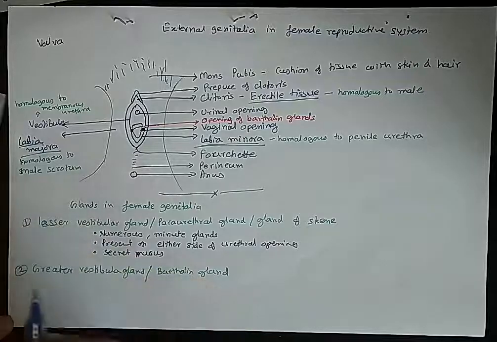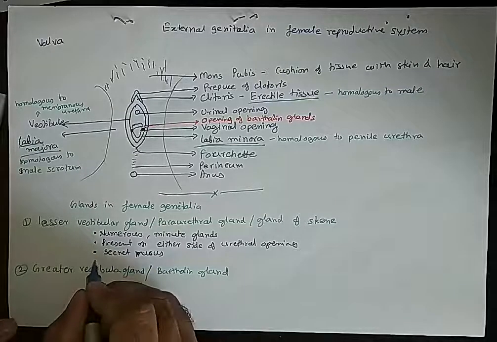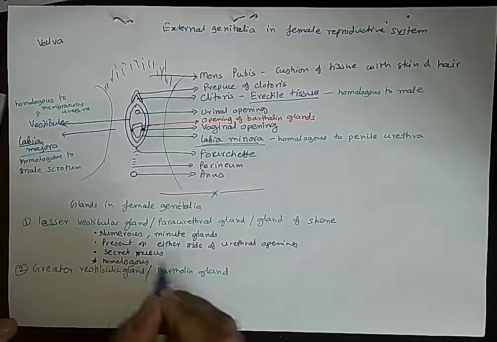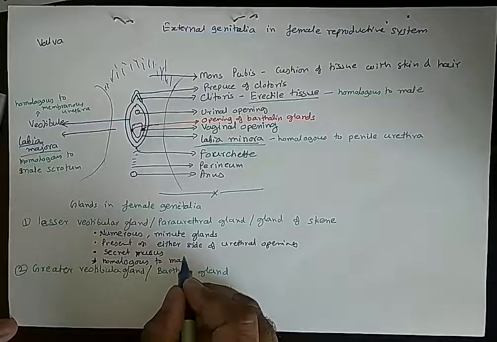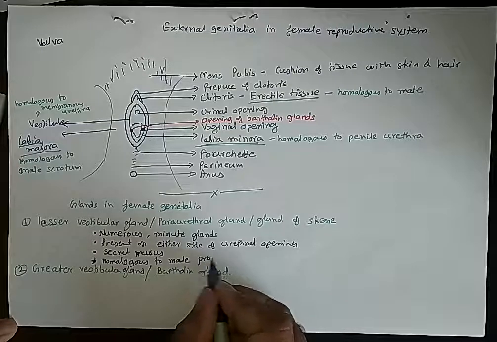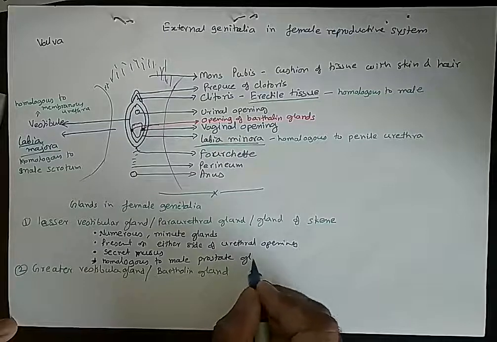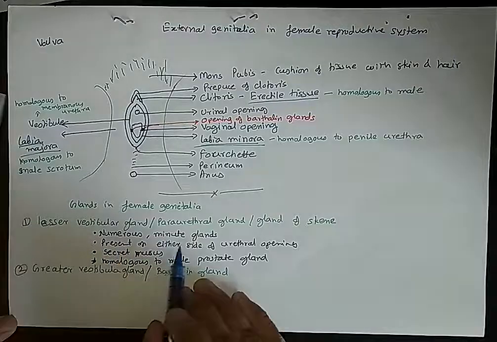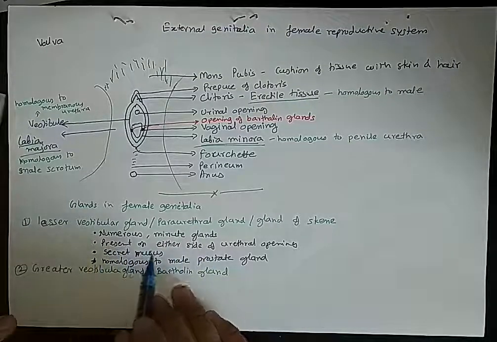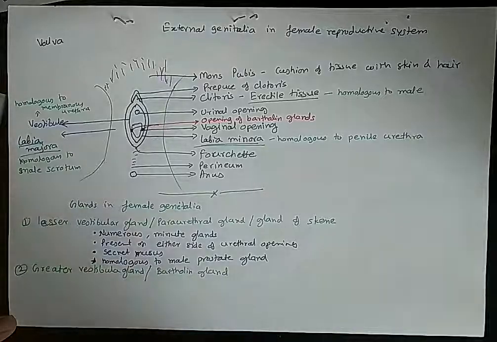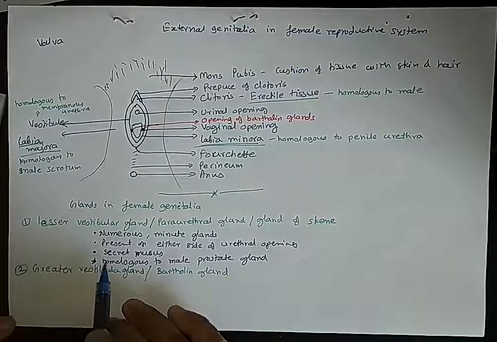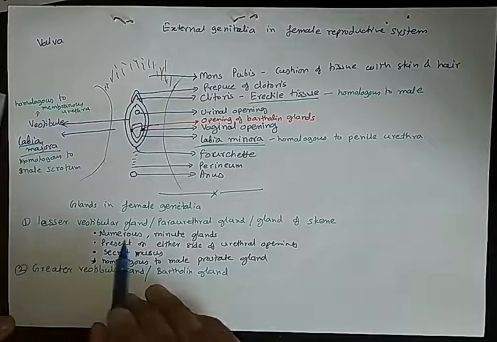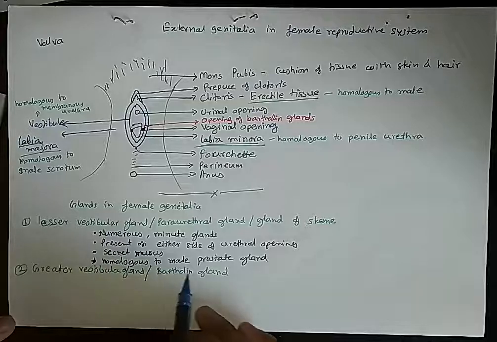This lesser vestibular gland is homologous to the male prostate gland. So this lesser vestibular gland is numerous in number, minute, present on either side of the urethral opening, and secretes mucus, which acts as a lubricant. This gland is homologous to the male prostate gland.